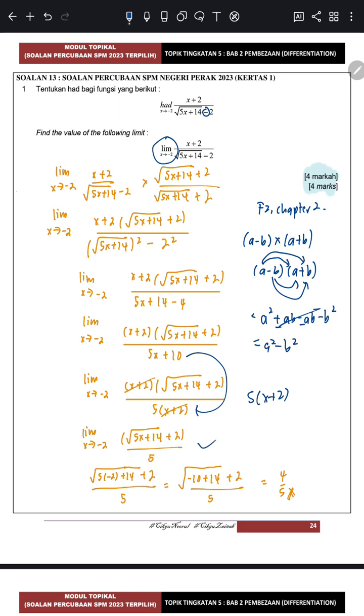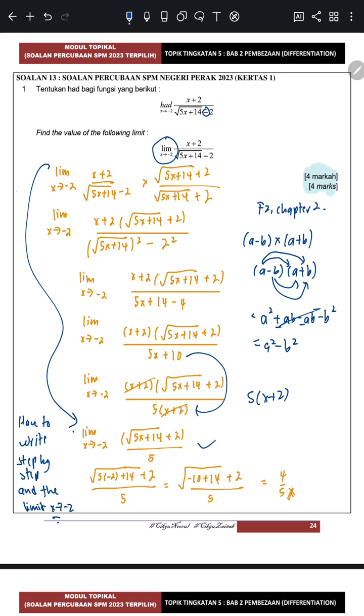But you have to remember, until this step you have to write it step by step, and the limit. What is the limit? You have to write it, or else there will be a penalty if I'm not mistaken. Your marks will be deducted. So when you should stop writing the limit is when you substitute the negative 2 into the equation. So when you substitute, no need to write the limit.